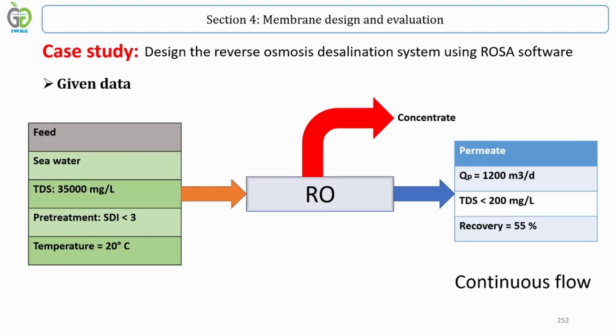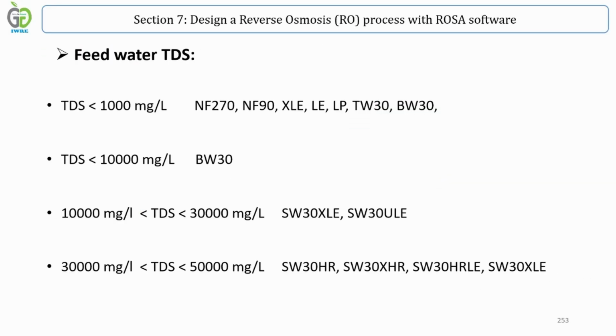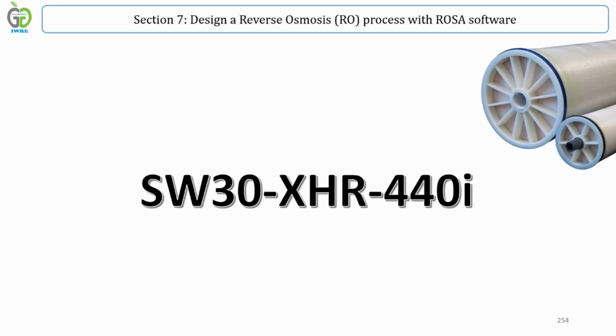Now at first you have to select the suitable element for this system. As you can see, TDS in the feed is 35,000 milligram per liter, and in this guideline it is located between 30,000 and 50,000. For this you can select SW30. I'm going to select SW30XHR 440i, as you can see, based on the elements in the ROSA software.